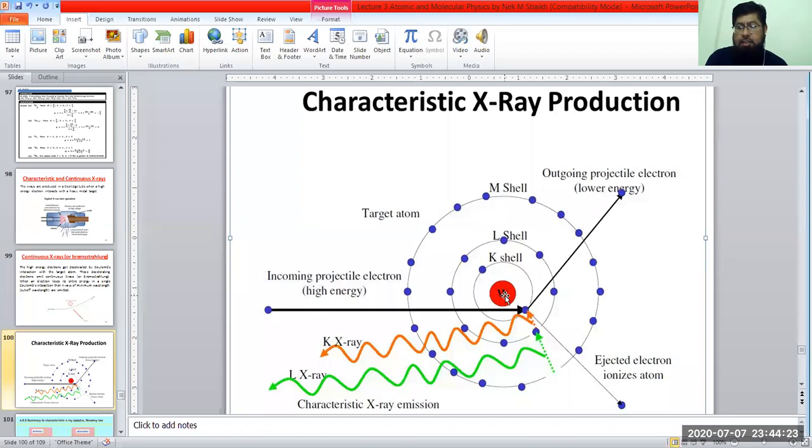अब अगर उसकी एनर्जी किलो इलेक्ट्रॉन वोल्ट्स में होगी तो एज अ रिजल्टेंट वो इलेक्ट्रॉन को के शेल से इमिट आउट कर पाएगा. लेकिन अगर उसकी एनर्जी किलो इलेक्ट्रॉन वोल्ट्स में नहीं होगी तो वो के शेल से इलेक्ट्रॉन को नहीं निकालेगा, वो इलेक्ट्रॉन को एल शेल से निकालेगा या वो इलेक्ट्रॉन को एम शेल से निकालेगा. यहां से देखें, अगर इसकी एनर्जी, ये इलेक्ट्रॉन आ रहा है, इसकी एनर्जी किलो इलेक्ट्रॉन वोल्ट्स में है.